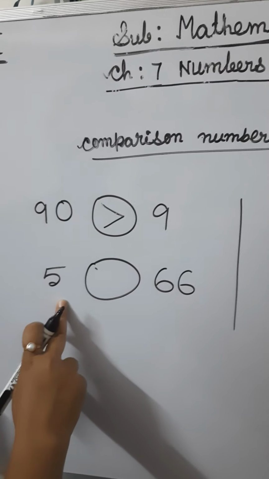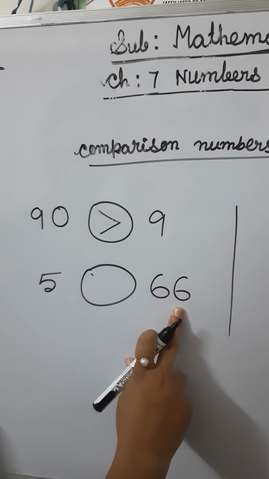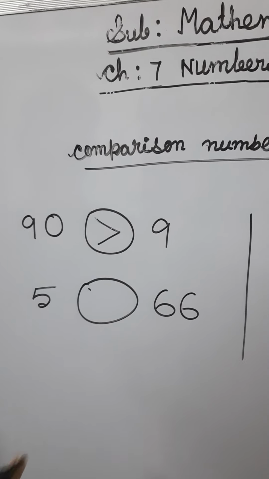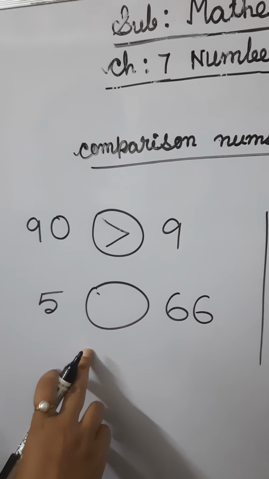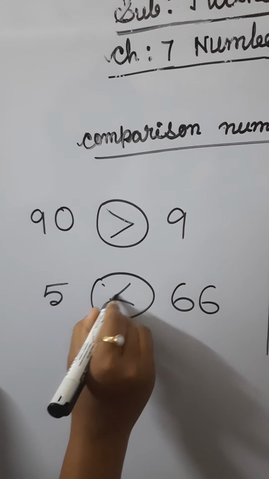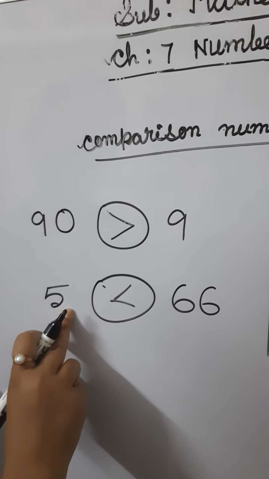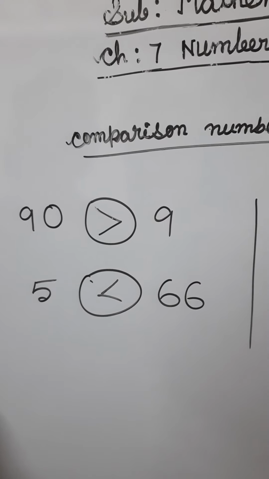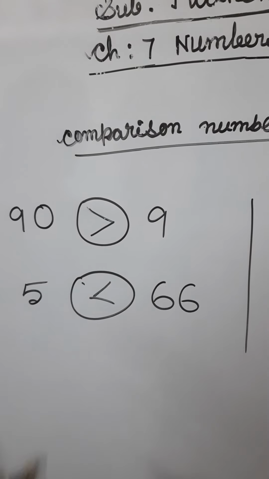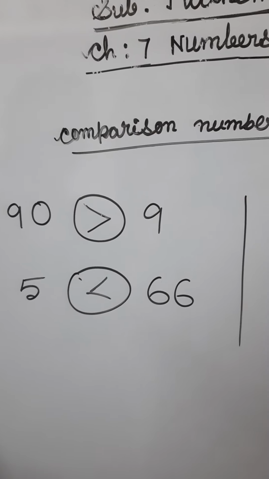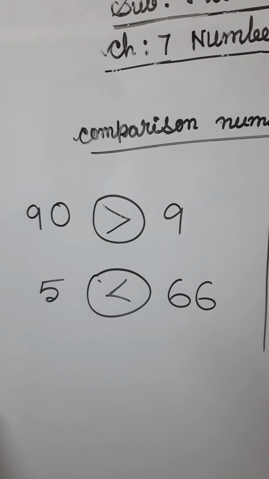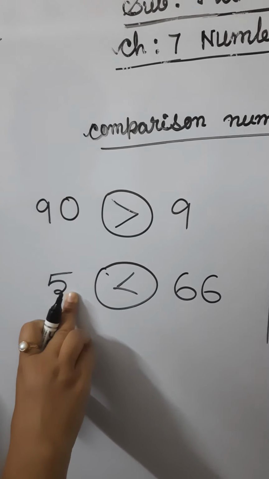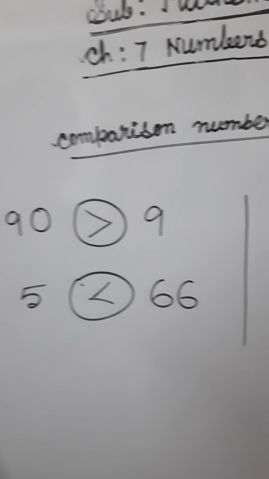In the next one also, here 5 is on this side and here 66. So how do we write the symbol? Like this. The arrowhead is all the time on the smaller number side. Because, my dear students, now we are very small, you have to remember how to use this symbol. So I tell you this trick for your memorization. You only remember that all the time the arrowhead is on the smaller number side. Then you can easily do the comparison of numbers.